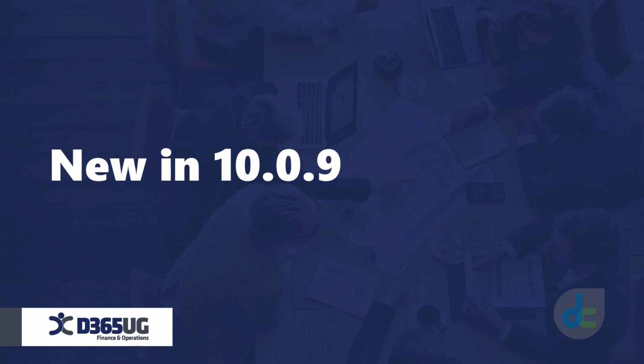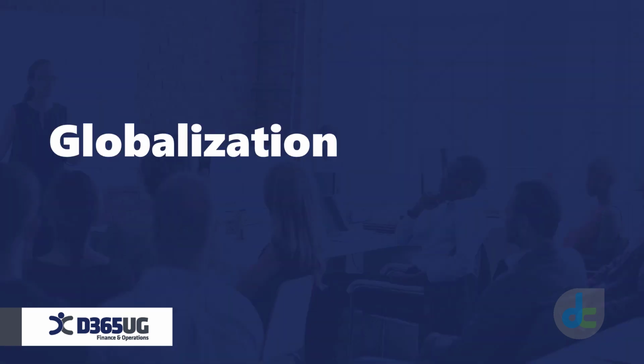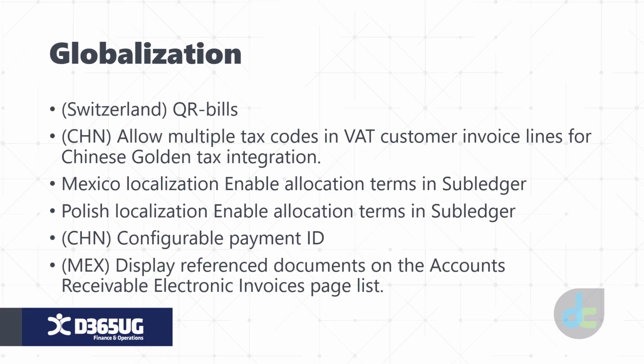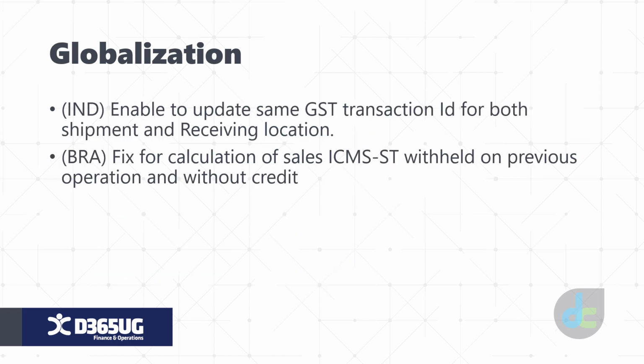So next we're going to cover what's new in 10.0.9. There's a whole lot more in .9 than there was in .8. If there's any questions, feel free to type them in chat, or ask Julie or me to cover it in greater detail. But we'll just go ahead and jump right into globalizations. So again, we don't have time to go over all of these, but if you operate in any of these countries, Switzerland, China, Mexico, Poland, India, or Brazil, I would encourage you to check out the release notes and see if these features will do anything for you.